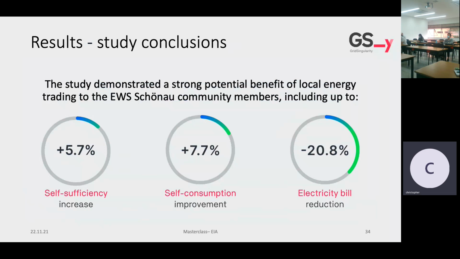And by storing more energy, the community self-sufficiency was increased by 5.7%. The self-consumption was improved by 7.7%, and the electricity bills of the community participants were reduced by 20%. And all 3 KPIs that I'm mentioning here are without adding new assets. So this is just by using the current infrastructure that they had, and just by enabling our energy exchange software, that we increased those KPIs.